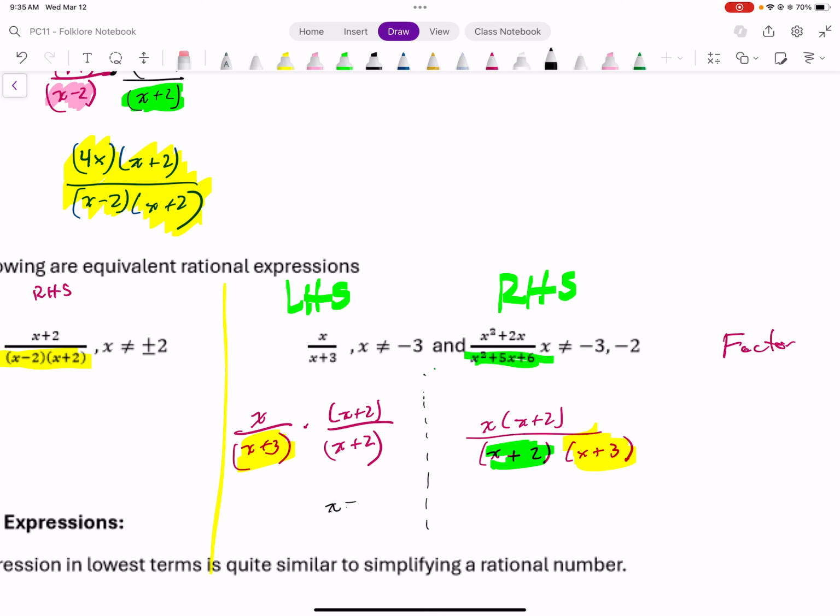However, I have the new restrictions that x cannot be equal to negative 3 or negative 2 from the factors respectively. I may choose to write it as x plus 2 altogether, x plus 3 over x plus 2. The left-hand side is equal to the right-hand side, so we have equivalent expressions.